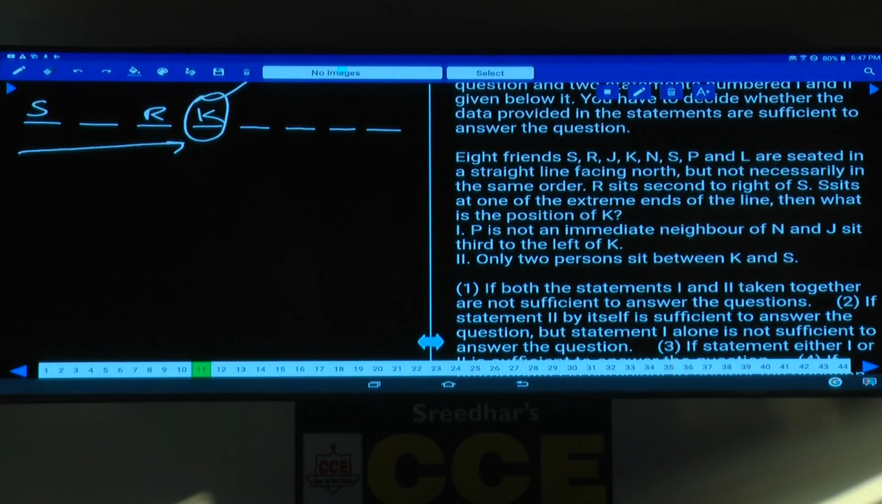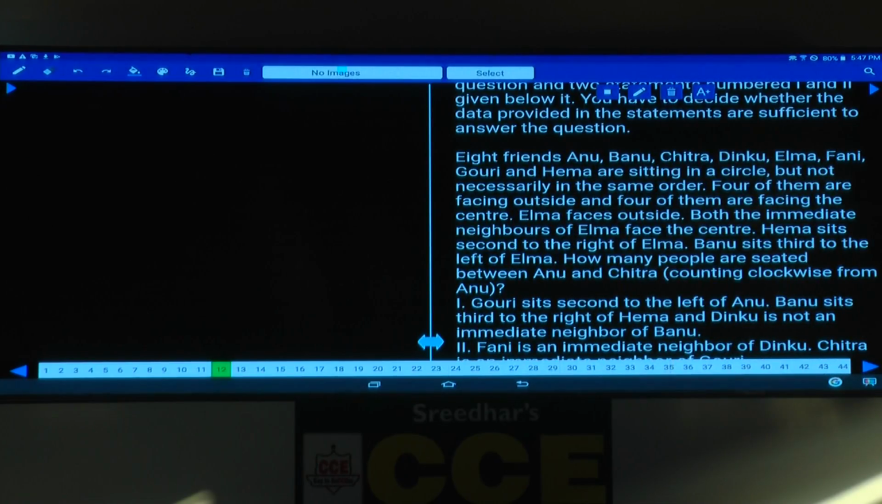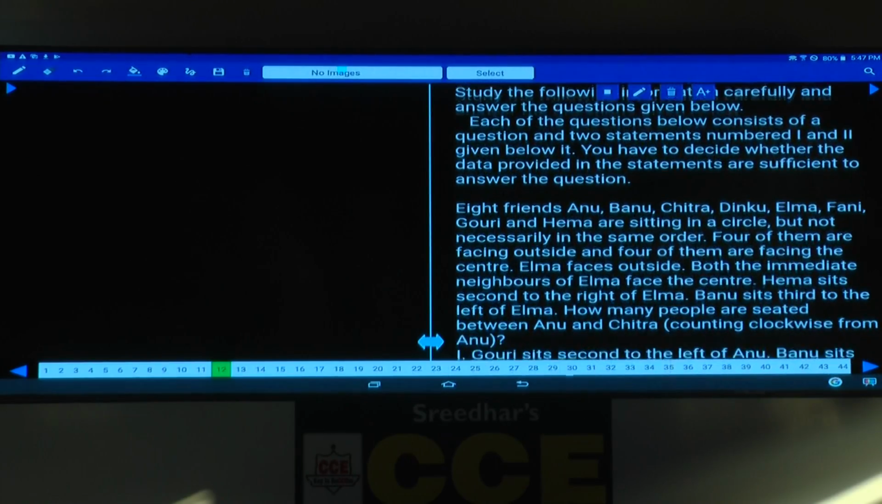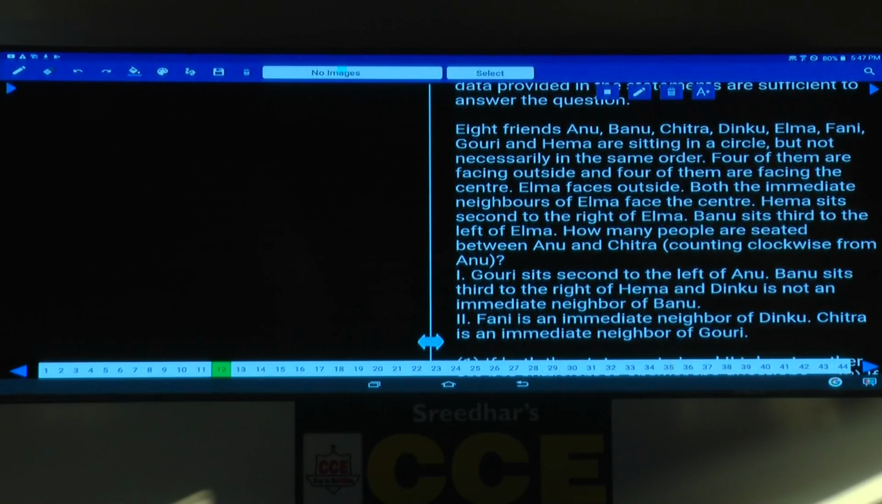Clear? Then, question number 12. Each of the questions below consists of 8 friends A, B, C, D, E, F, G, and H seated around a circular table, but not necessarily in the same order. 8 persons, 1, 2, 3, 4, 5, 6, 7, 8. Four of them are facing outside and 4 of them are facing the center. And E faces outside. This is clearly given information.